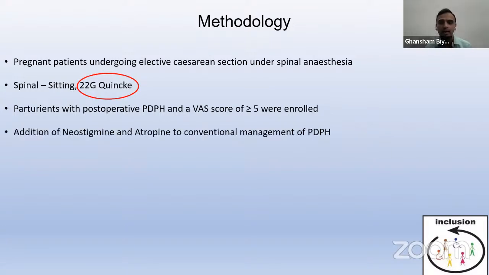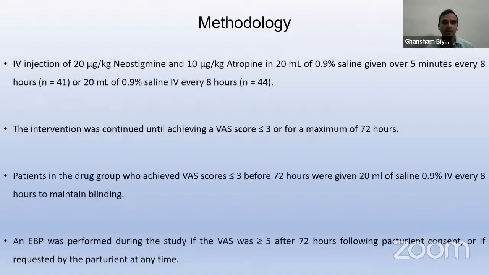So what the authors have done, actually, they have divided the patients into a treatment group and a control group. And they have used two very simple drugs, which we normally use in our routine practice, administration of neostigmine and atropine in the treatment group. And they have compared that with the control group. So in the treatment group, what they have done is they have given 20 microgram per kg of neostigmine and 10 microgram per kg of atropine of the body weight. They have diluted these drugs by using 20 ml of 0.9% normal saline. And these drugs were given as an infusion over a period of 5 minutes.